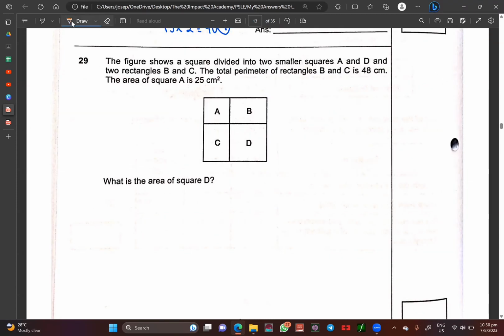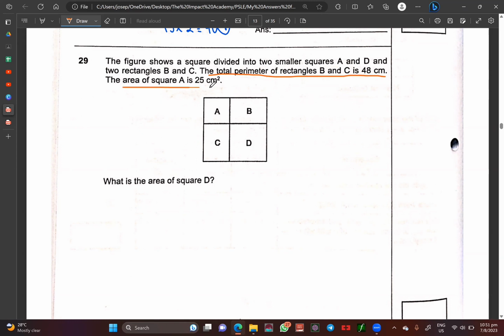So let's take a look at question number 29. In this question, it says that the figure shows a square divided into 2 smaller squares, A and D. So we have one square here, with another square over here, and 2 rectangles B and C. The total perimeter of rectangles B and C is 48 centimeters. So when I add the perimeters of B and C together, we get 48 centimeters.